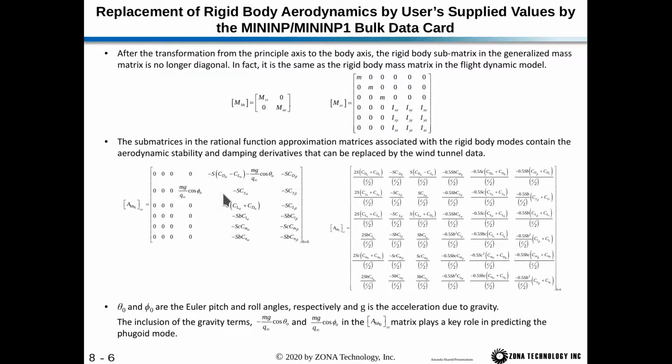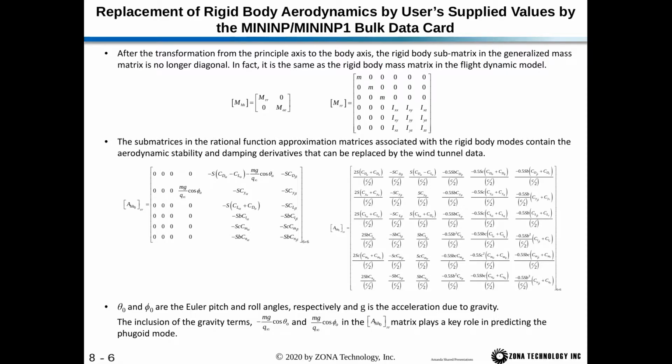Now in these two matrices, the theta naught and phi naught are the Euler pitch and roll angles, and G, which is seen here, here, these two spots are the acceleration due to gravity. Now the inclusion of these two gravity terms plays a key role in predicting the phugoid mode. So this you set in the min-IMP or the min-IMP1 bulk data card.